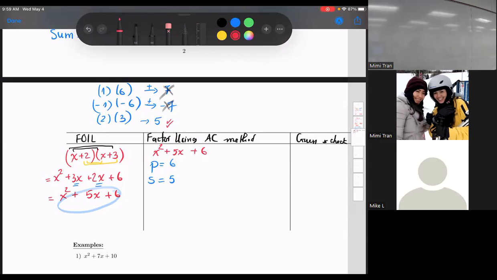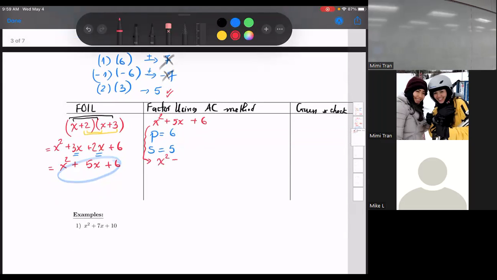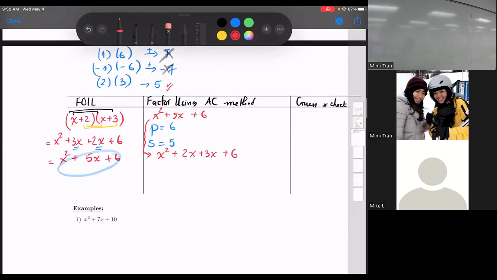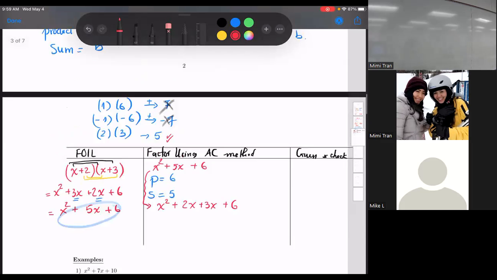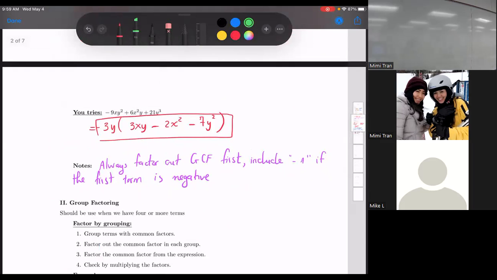Okay, so now I can rewrite this. What I'm gonna do is split that 5x into 3x and 2x. So x squared plus 2x plus 3x plus 6. Doesn't matter, you can do 3x plus 2x. And then you have 4 terms. So what kind of factoring strategy am I gonna use here? What strategy for 4 terms? We just did it. Yeah, grouping, right? Remember what grouping says? Maybe I'll highlight in green here.